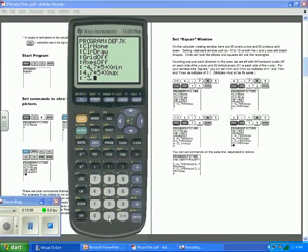Negative 3.1 times 5, store, vars. I said times x, I meant times 5, didn't I? 1, and then what's the y min? 4, enter.